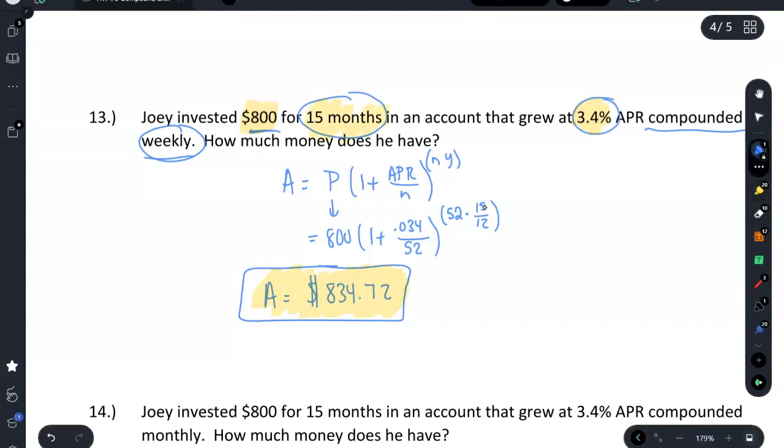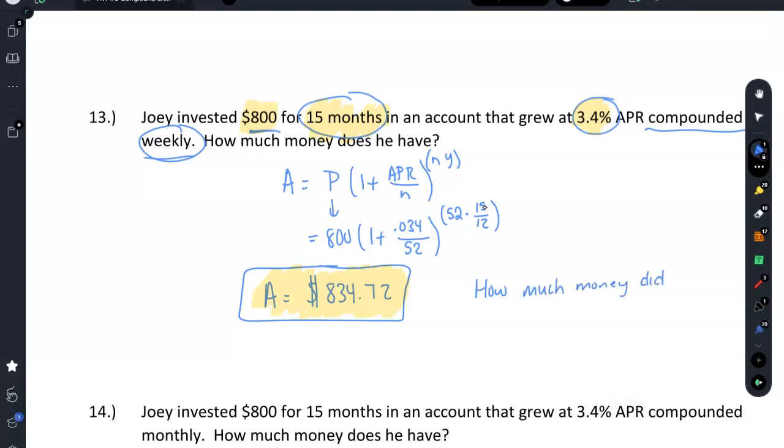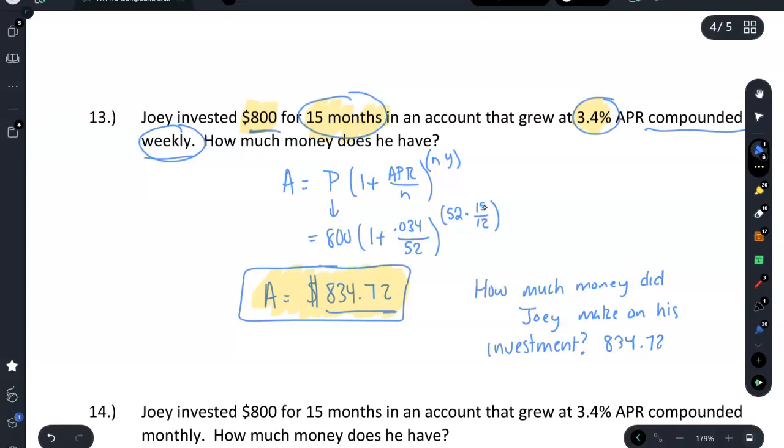And now is also a good time. Sometimes you'll see these things worded differently, where if I say how much money did Joey make on his investment, we take the final amount, which would be 834.72, and we subtract the original, because that's how much money he already had anyway, right?